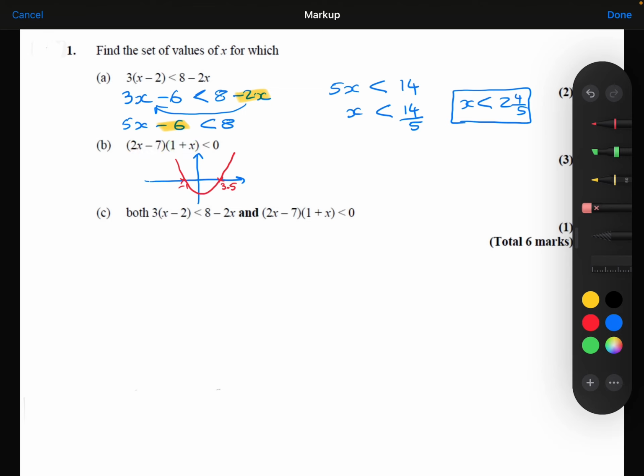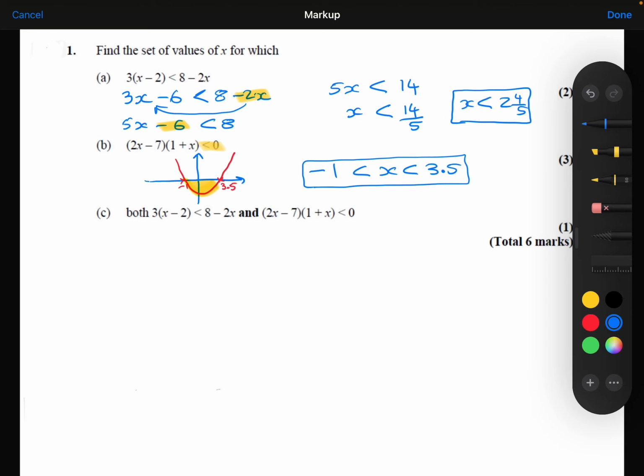I want the sets of values where it is less than 0, so negative, or below the x-axis. It's below the x-axis in this region here, where the x-coordinates are between minus 1 and 3.5, or 7 over 2 if you prefer. So those are the set of values for where that quadratic is less than 0.